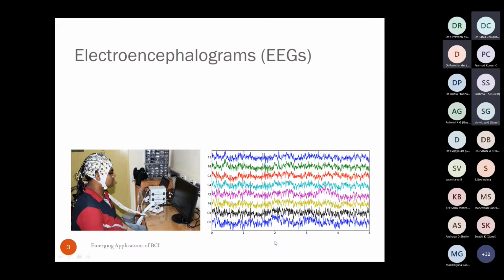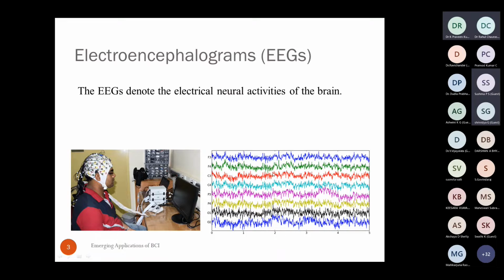Okay, so what is electroencephalogram? This is a workshop on BCI. So I think most of you already know what EEG is. These are the real images captured in my lab for acquiring the EEG data set. EEG denotes the electrical neural activities of the brain.